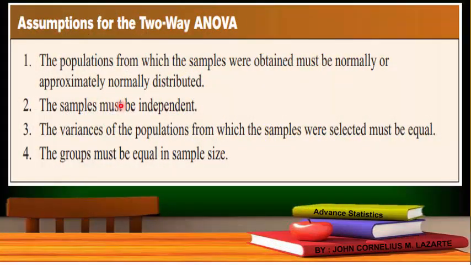First, the assumptions for the two-way ANOVA. The first is that the populations from which the samples were obtained must be normally or approximately normally distributed. The second is that the samples must be independent. Number 3 is that the variances of the populations from which the samples were selected must be equal. And lastly, the groups must be equal in sample size.